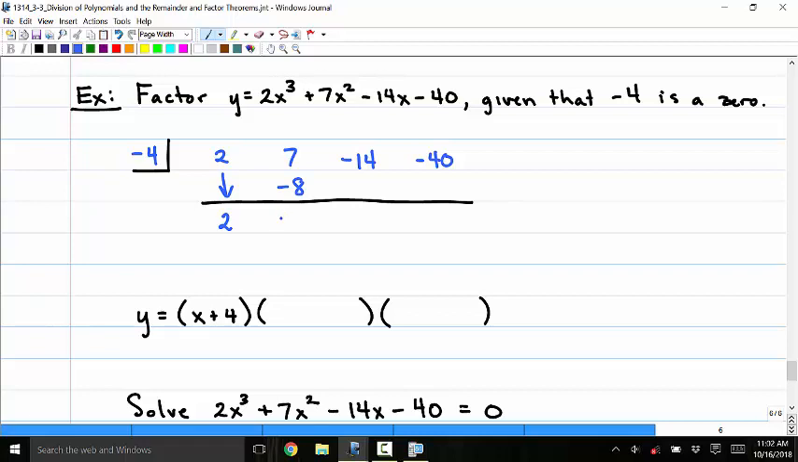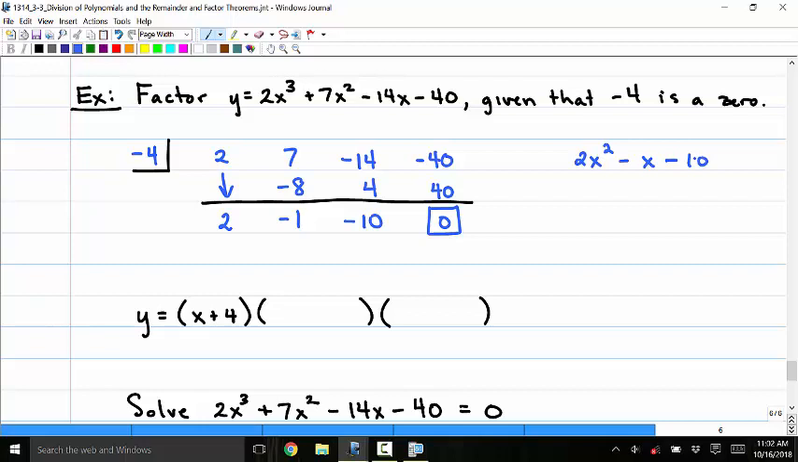7 plus negative 8 is negative 1. To go back up, negative 1 times negative 4 is 4. Negative 14 plus 4 is negative 10. Negative 10 times negative 4 is 40. Negative 40 plus 40 is 0. That's a good thing I got 0 there, because that means negative 4 was a 0, yes? I can stop there, because what's the answer down here? What's that corresponding polynomial? 2x squared minus 1x minus 10.